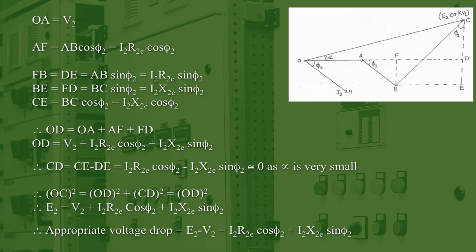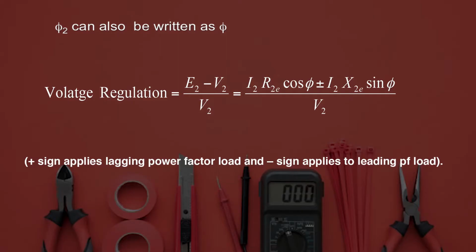So what is the approximate voltage drop if you are looking at the secondary side? You can write approximate voltage drop is equal to E2 minus V2, and it can be written as I2 R2E cos phi 2 plus I2 X2E sin phi 2. So this phi 2 can also be written as phi.